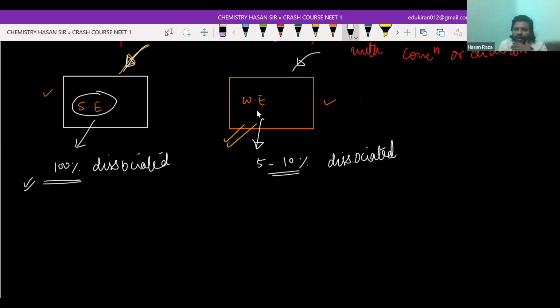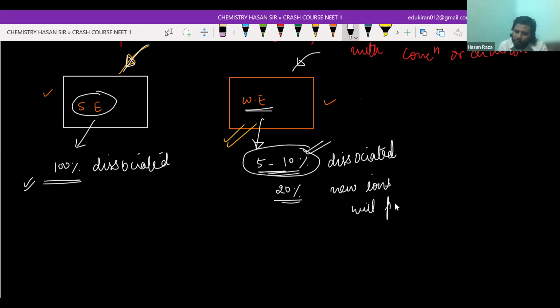But in the case of a weak electrolyte, if you dilute it more and more, then instead of 5 to 10% dissociation, it may increase up to 20%, because it will weaken the weak electrolyte and it will basically break down. That means if you initially have 5 to 10% dissociated ions, you will get more than 10% ions. That means new ions will be produced, and hence it will conduct more than its own previous value.